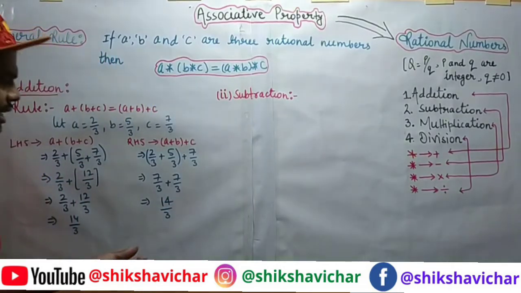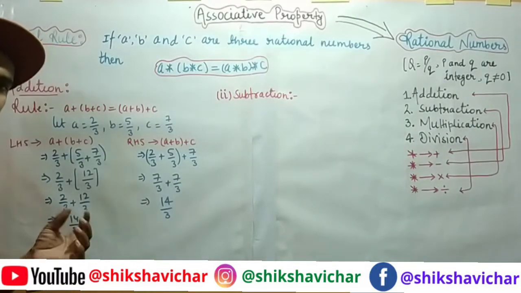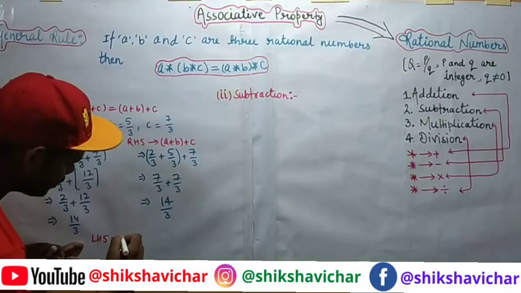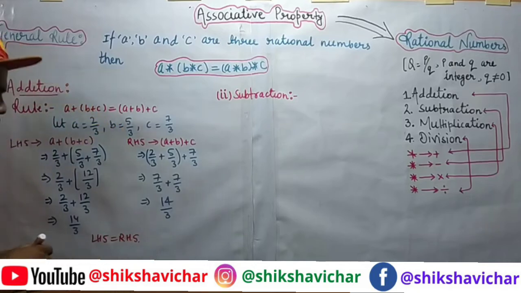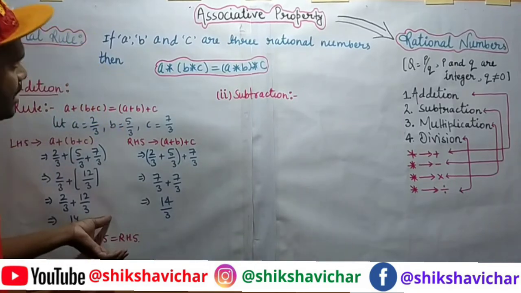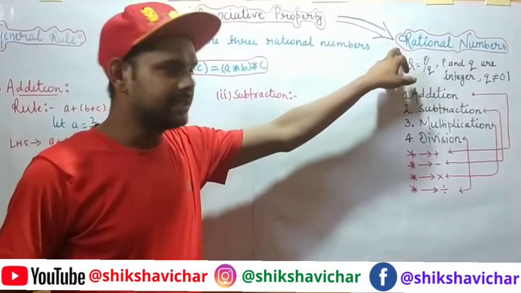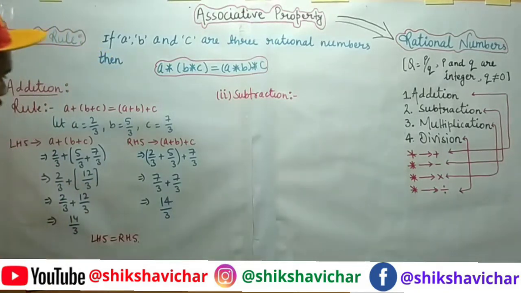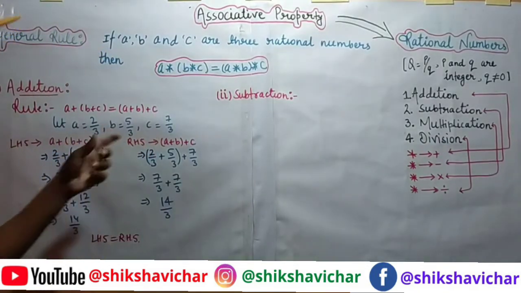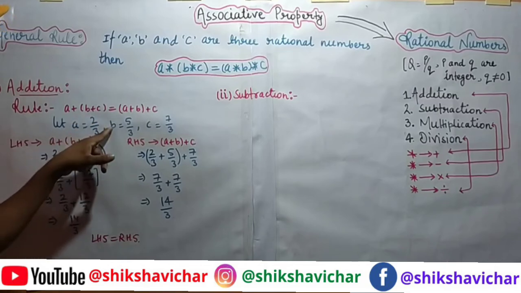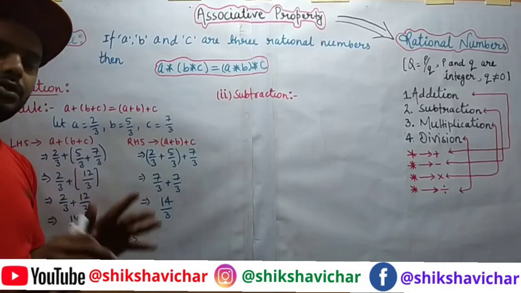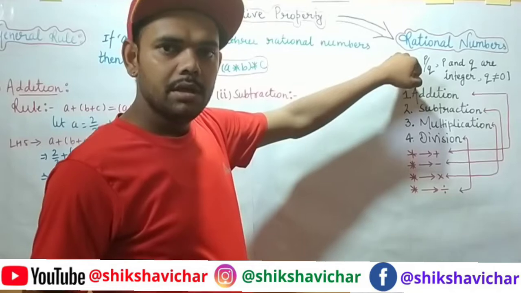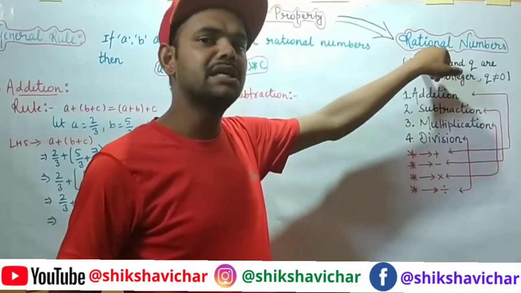What do we see? We see that the value of right hand side and left hand side are both the same. That means LHS equals RHS. What does it mean? It means that associative property for rational numbers over addition is satisfied. Clear? Now you can choose other numbers. I chose a equals 2 upon 3, b equals 5 upon 3, c equals 7 upon 3, but you can choose some different numbers. The condition is that those numbers must come from the set called rational numbers.